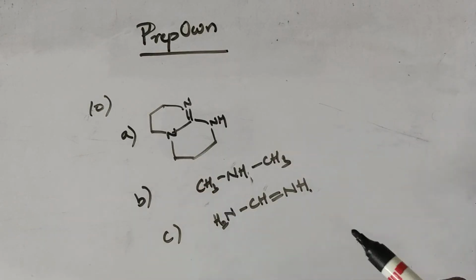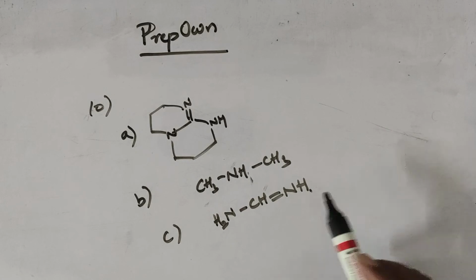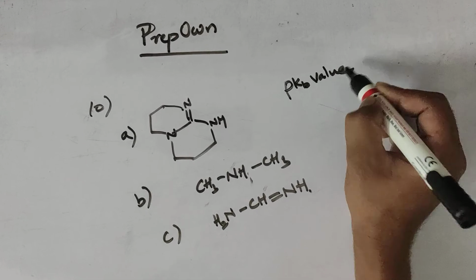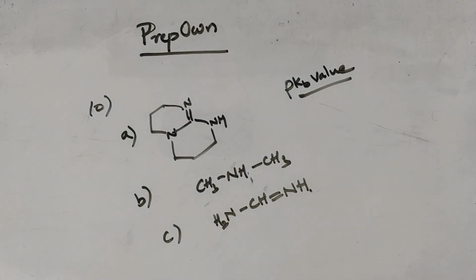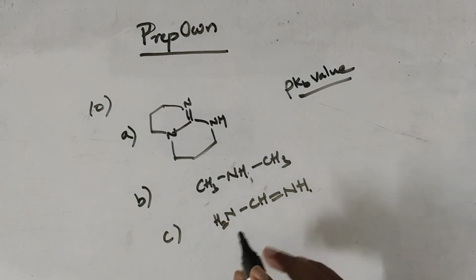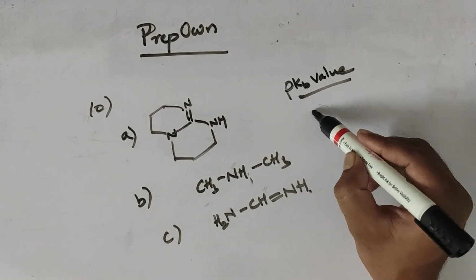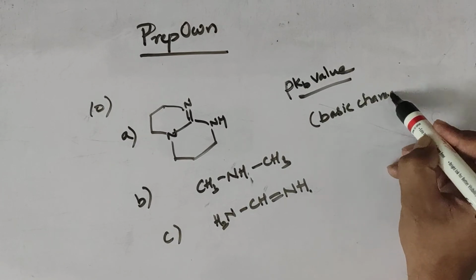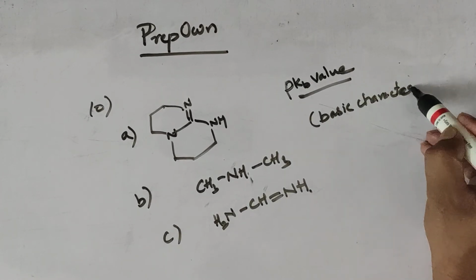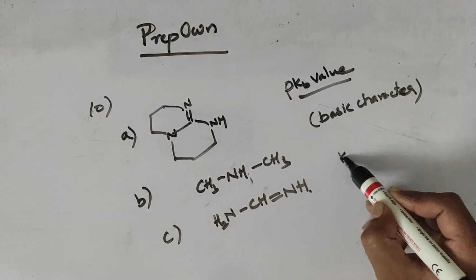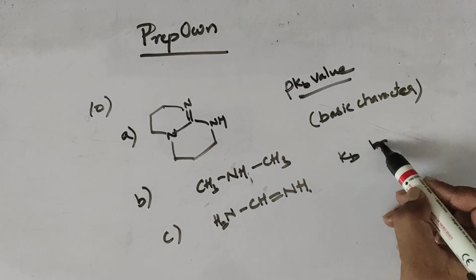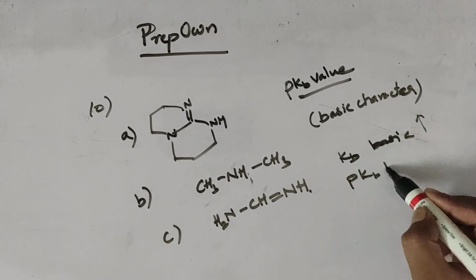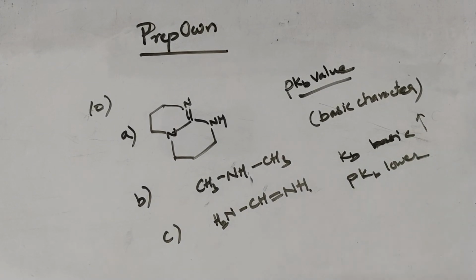The next question is, you have to arrange them in the decreasing order of their pKb values. So first of all, to arrange them by their pKb values, we have to know about their basic nature or basic character. If the Kb value is higher, it is more basic. If Kb is higher, pKb is lower. This is the data we should know.